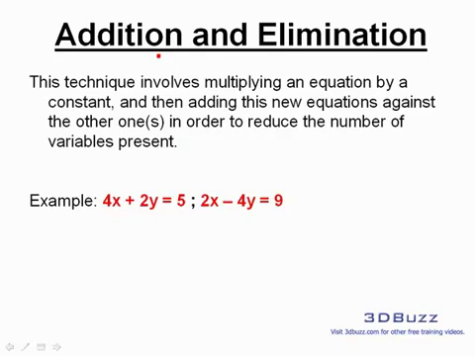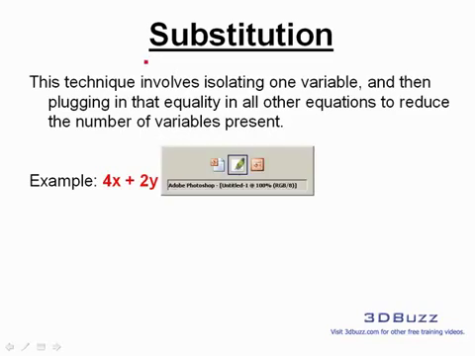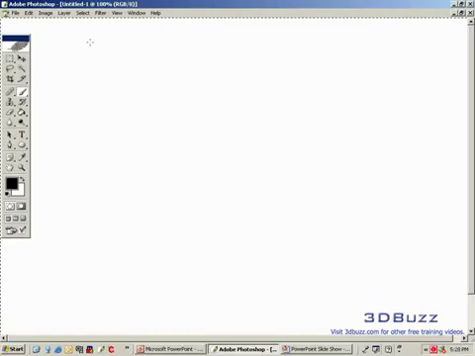The other option is substitution. The trick in substitution is that you solve for, let's say, y, and then you plug whatever y is into the first equation, or second equation, depending on how you solved. So these are the same equations as last time, and hopefully we'll get the same results. If we don't, we screwed it up somewhere. So jumping into Photoshop, we'll show the substitution method now.